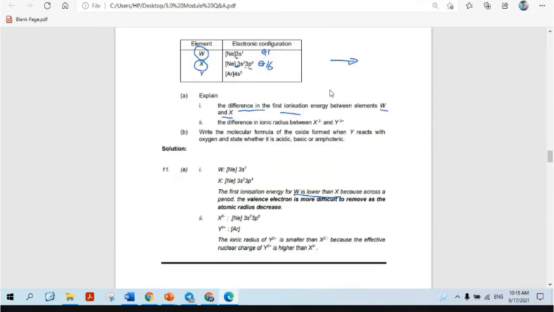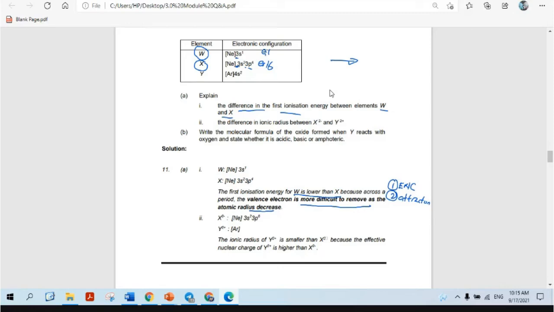So this student's answer for lower: across period the valence electron is more difficult to remove as the atomic radius decreases. This explanation is missing something. It is missing 1 point. Who can tell me which point is missing? Actually it is missing 2 points, not just 1. Effective nuclear charge. And then attraction, before you give this answer.